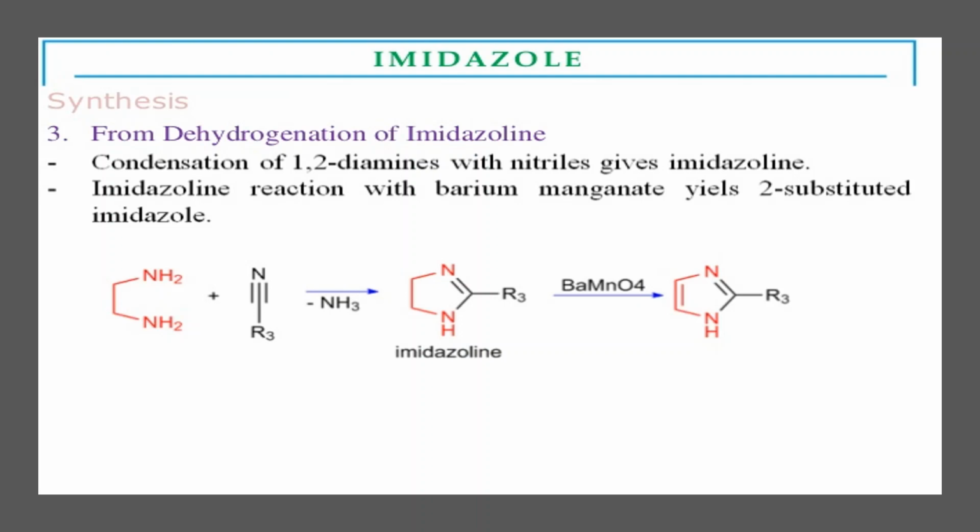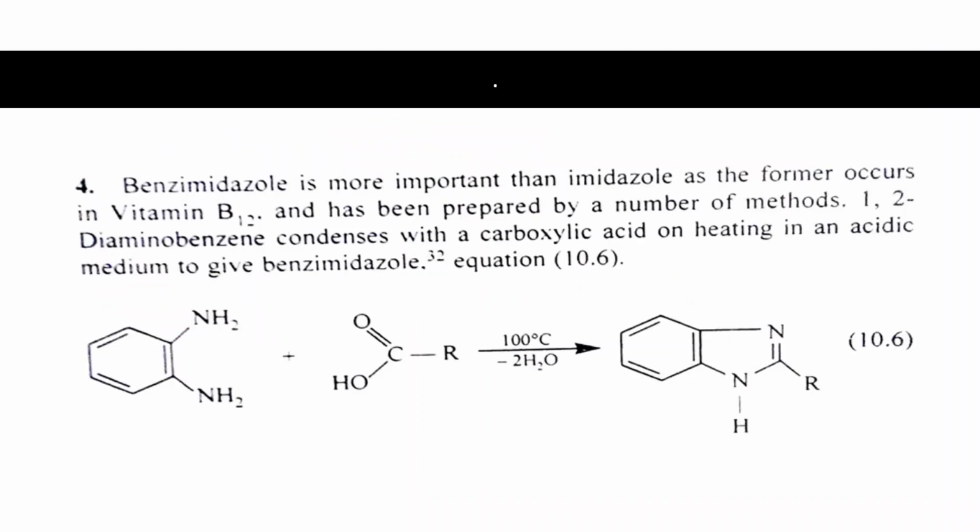You treat it with acetonitrile, you get an imidazole condensation. When you treat it with barium manganate, that is an oxidation agent, it undergoes dehydrogenation to give you the corresponding imidazole. That is the third method for the synthesis of imidazole.